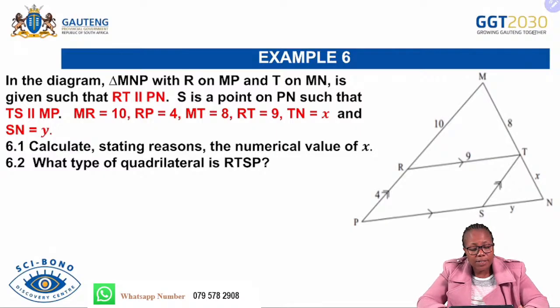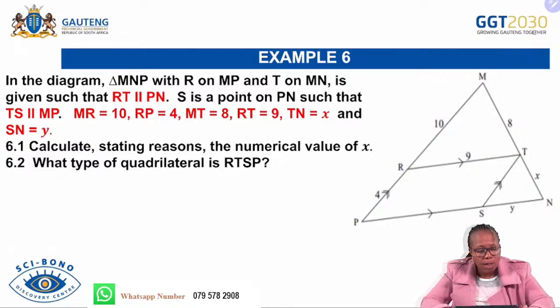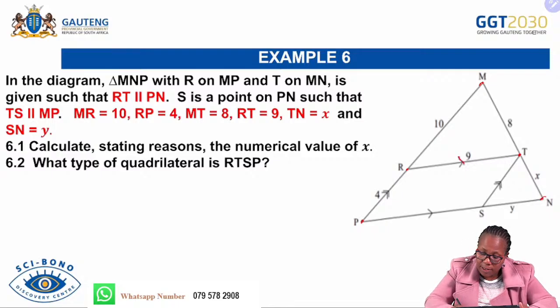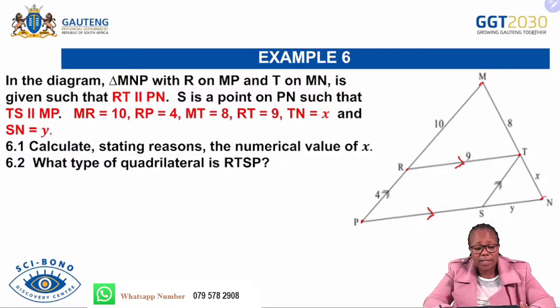In the diagram, triangle MNP. Remember, we are checking the given information in the diagram now before we make conclusions. Which triangle are we talking about? MNP is the bigger triangle, okay? With R on MP, yes, R is on MP, and T on MN is given such that RT is parallel to PN. Yes, RT parallel to PN is indicated there.